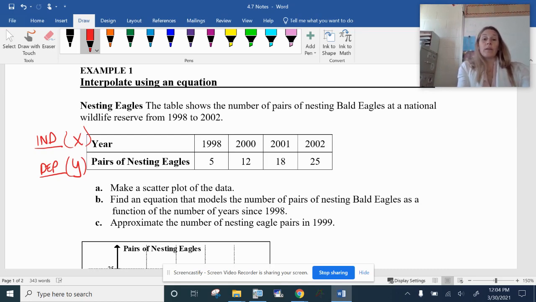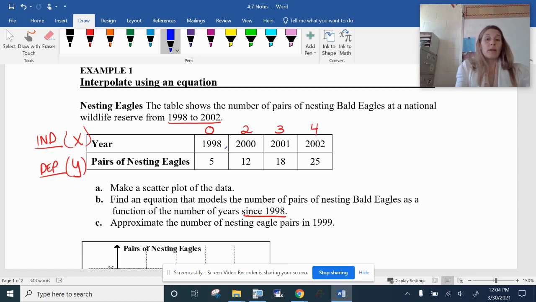Now this table is showing the number of pairs of nesting bald eagles from 1998 to 2002. We're going to make a scatter plot of the data. Then we're going to find an equation based off of our line of best fit that's going to model the number of pairs of nesting bald eagles as a function of the number of years since 1998. So 1998 is going to be considered year 0, which means 2000 would be considered year 2, 2001 would be 3, and 2002 would be 4.